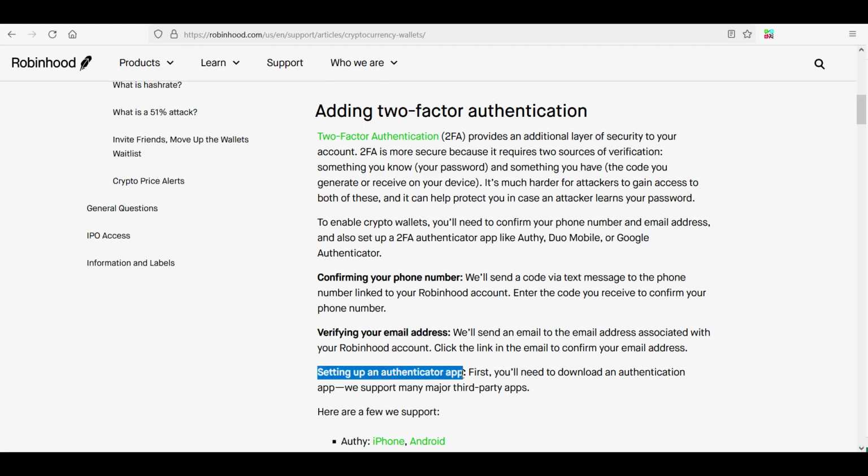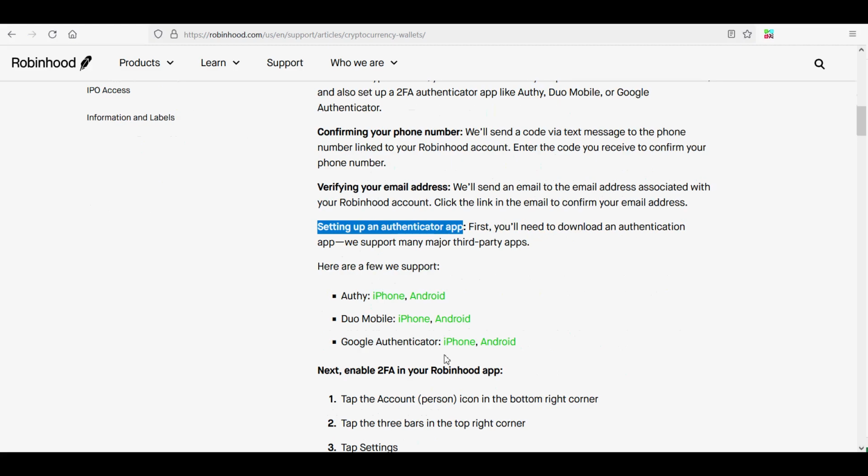Navigate to the cryptocurrency's detail page, click receive, copy your wallet address, and paste your wallet address into the wallet app where you're sending the crypto from.